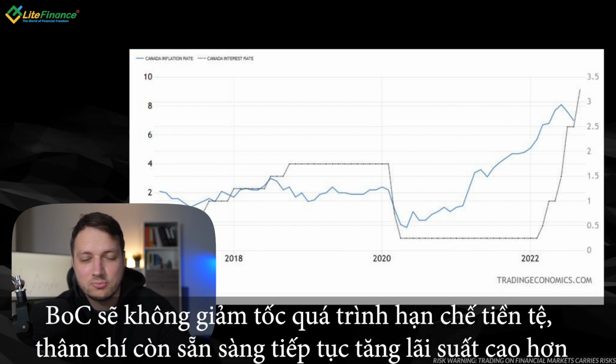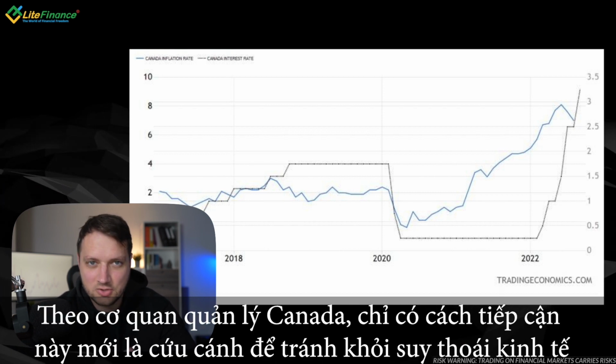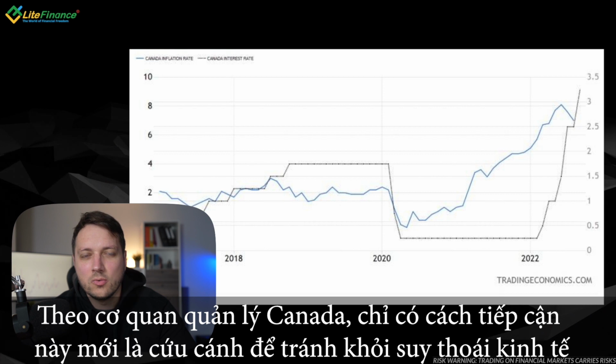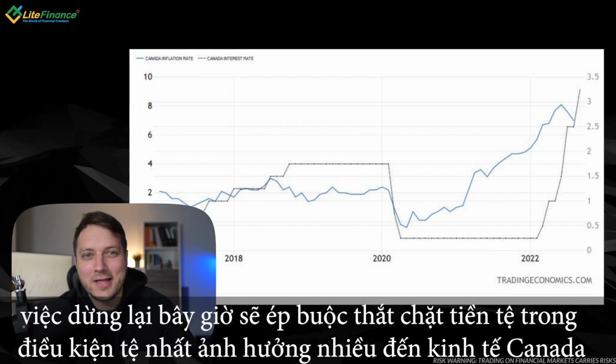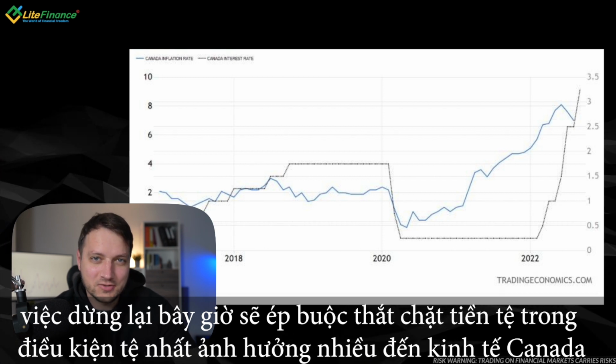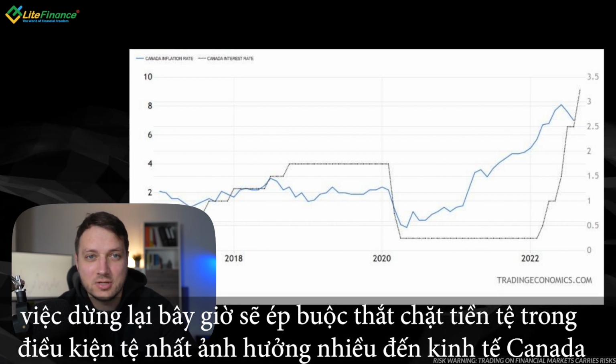since unlike the Reserve Bank of Australia, the BOC is not going to slow down monetary restrictions and is ready to raise rates even higher. According to the Canadian regulator, only this approach will help avoid recession. Stopping now would require a monetary tightening in the worst of conditions, which will hit the Canadian economy more, they said.